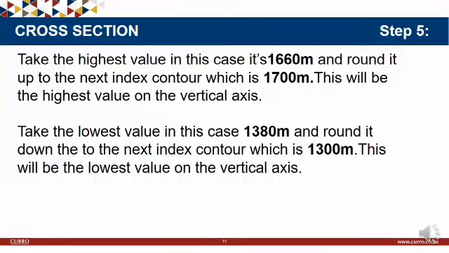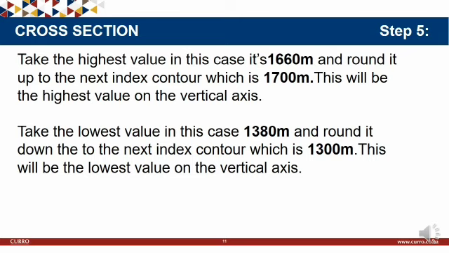Take the highest value. In this case, it's 1660, because my highest contour line there was 1660 meters above sea level. And then you round it up to the next index contour. Remember that an index contour is every 100th contour line. Understand? 100, 200, 600, 800, 1700. Now you round up to the nearest index contour. Well, this is not written in stone, and I will explain a few slides from now why it's not written in stone. You can always change this.